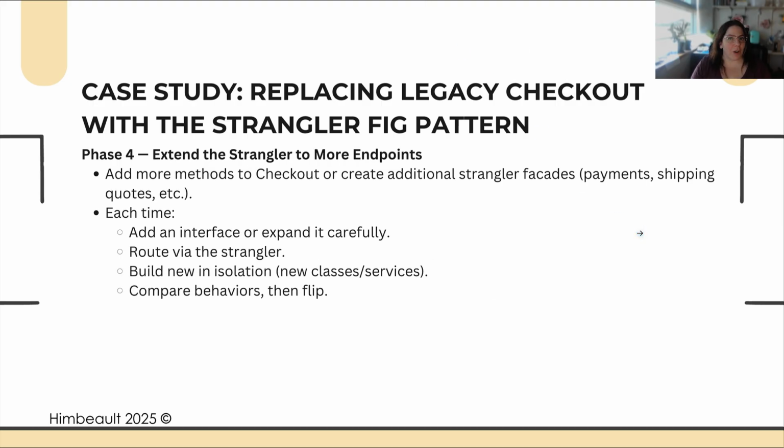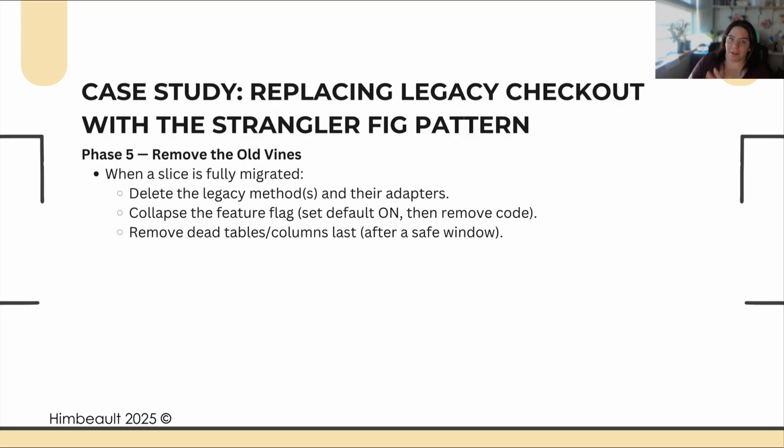Right? After we've got all of that going on, we iterate. We extend this strangler to more and more and more endpoints. So we add more methods to check out. We create additional strangler facades as we go. And each time we add that interface, we route through the strangler, we build the new isolation classes, services, and tests. We compare those behaviors, and then we flip the flag. And we can keep doing this very slowly, allowing our strangler fig to sort of take over and delete the old endpoints while amassing this new, well-designed modern system, right?